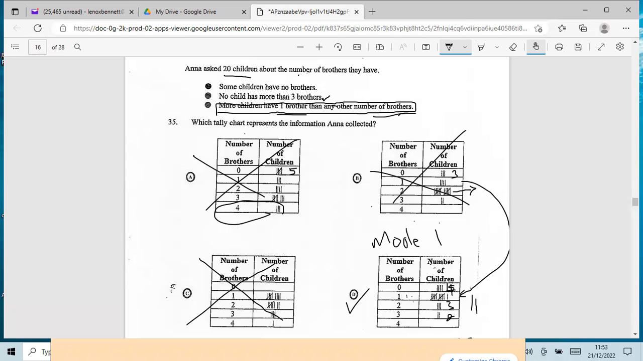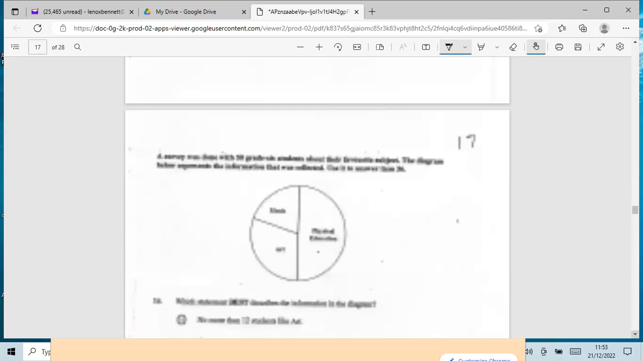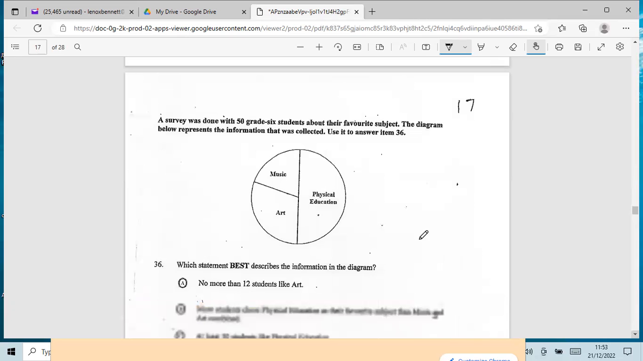All right. So let's go to 36. A survey was done with 50 grade 6 students about their favorite subject. The diagram below represents the information that was collected. Use it to answer item 36. Which statement best describes the information of the diagram? And this is what it says. Notice it's 50 grade 6 students, all right? So tell me what you think about this one.